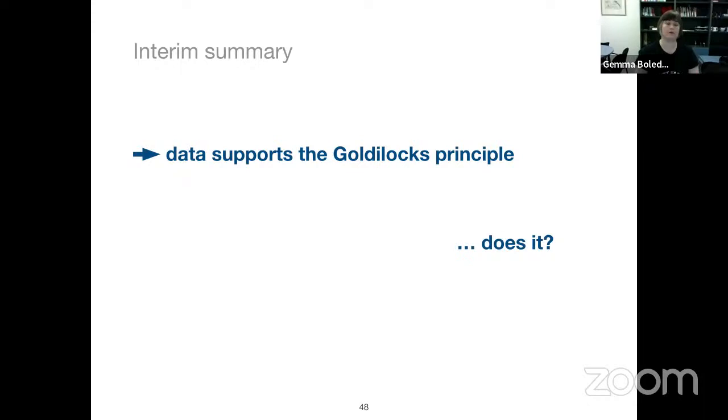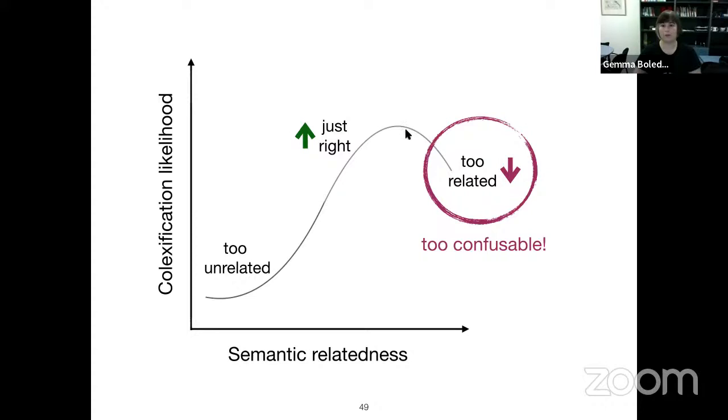Remember that we said that this area here that we hypothesized, where the meanings were too related, what we mean by too related is too confusable. Because what we are positing is that there's this communicative pressure coming in where we really want to distinguish meanings that can be confusable in context. And that really counteracts the beneficial effect of colexifying meanings that are related. So this is the explanation that we have, or rather the prediction that we have, is that we find this drop because of this. And for now, all we have shown is that there is a drop for highly related meanings, but we haven't really provided any direct evidence that confusability is at stake.